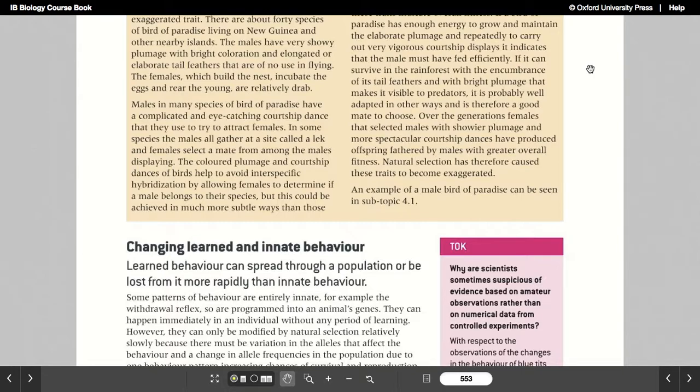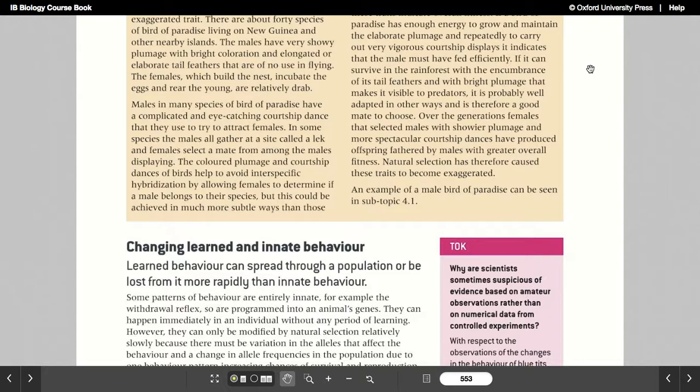So we're basically saying it's energetically expensive to have such nice feathers and to be able to have the energy to do a dance. So it kind of shows the females that if you have such a nice set of feathers and you can dance so well, that must mean that you have been well fed, and that means you probably have good sperm. So yes, I will mate with you. You can come to my house.